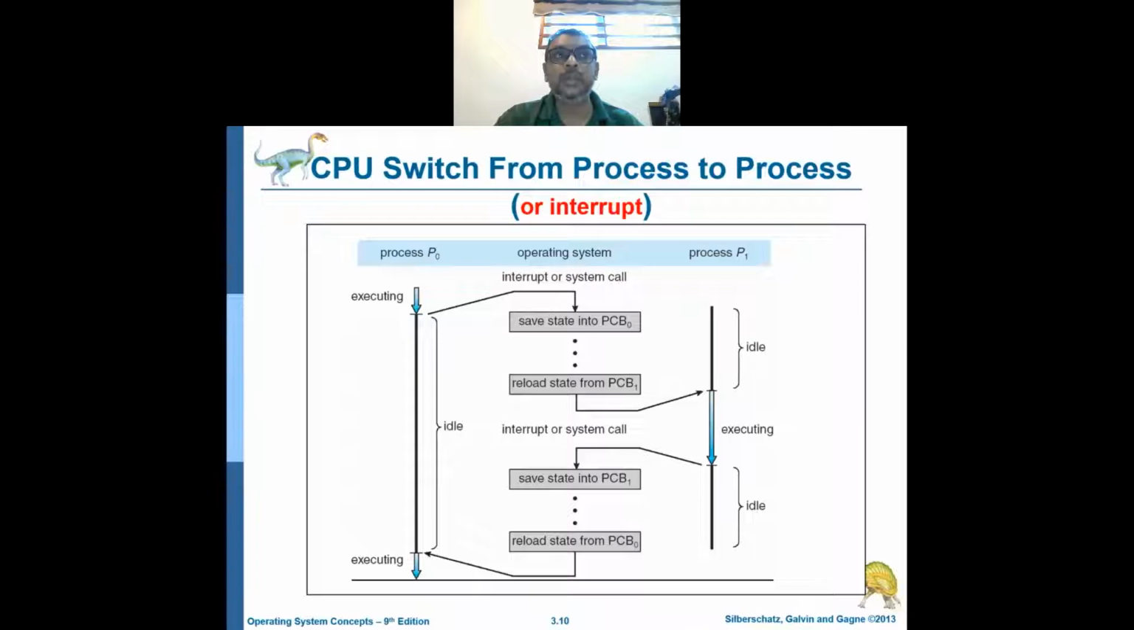The PCBs of each process are kept inside the memory, inside the RAM. Inside the CPU, inside the running state, there can only be one process. Only one process. But then there will be a question.